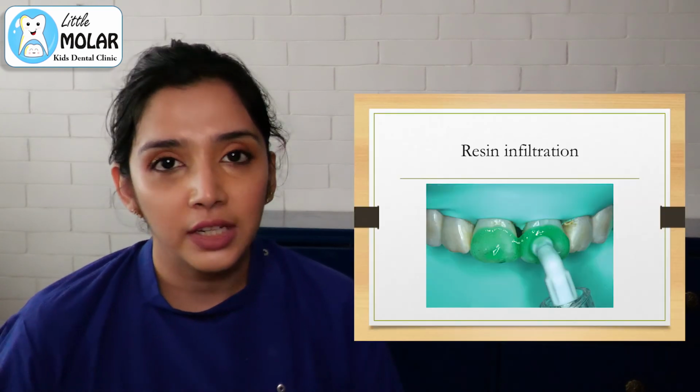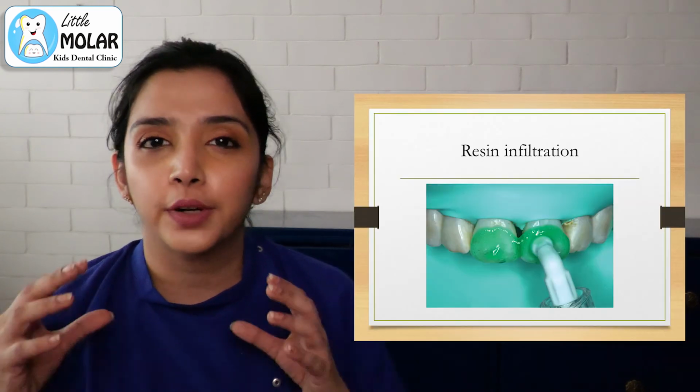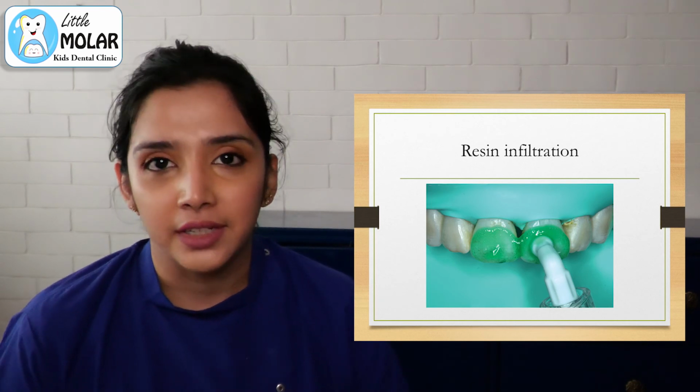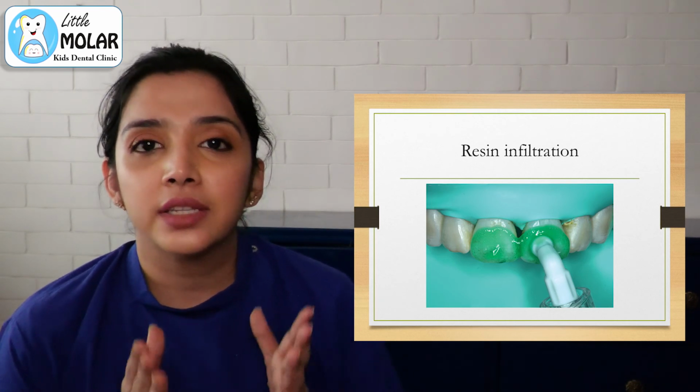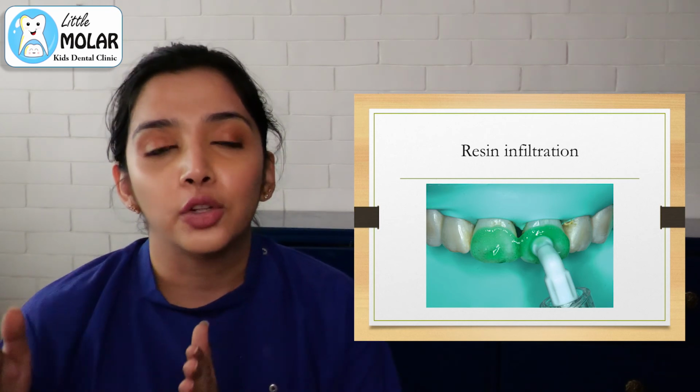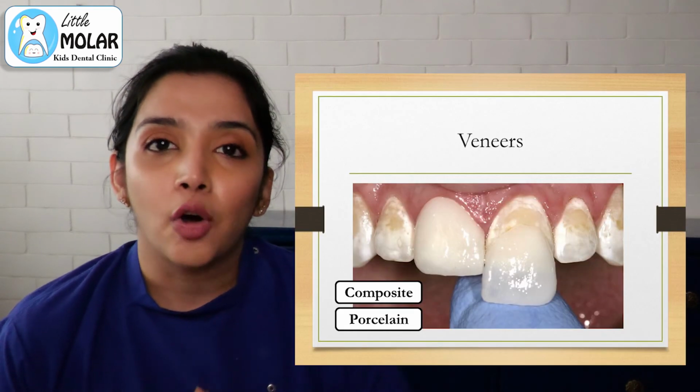Two, resin infiltration. Now, this is a very novel technology in which we perfuse the porous enamel with resin by capillary action. So what we are doing is creating a barrier inside the lesion as well, and not just on the surface. And third is composite veneers.